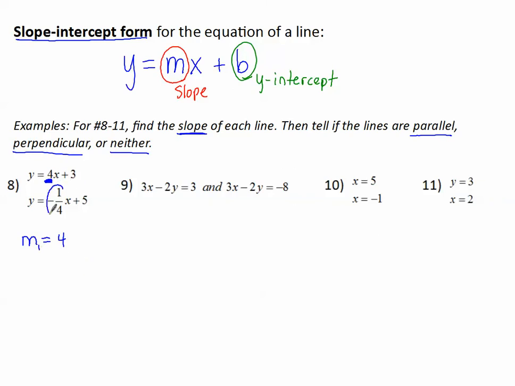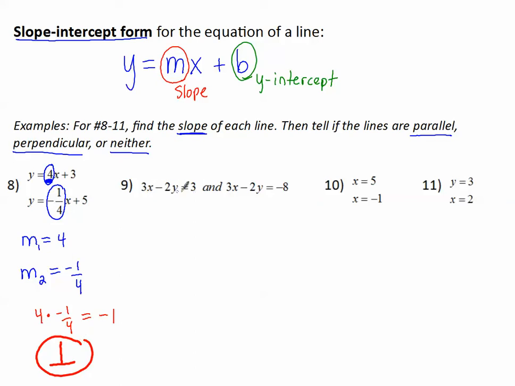The next one, here's the slope in front of the x, just like this one. That's all I'm looking at. The second slope is negative 1/4. So I found the slope. What do these slopes tell me? Well, first of all, they're not the same, so the lines can't be parallel. They're different, so let's try to multiply them. If I do, I get negative 1. The product being negative 1 means these lines are perpendicular. So that's my final answer. These lines are perpendicular.